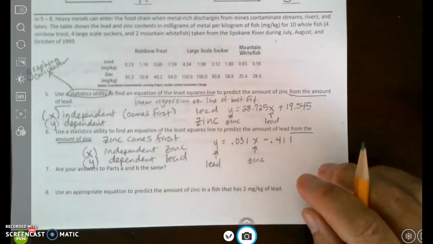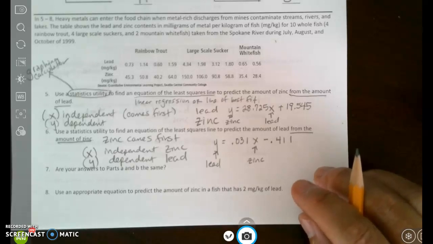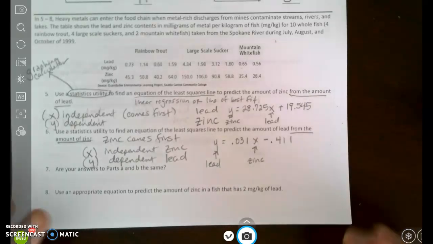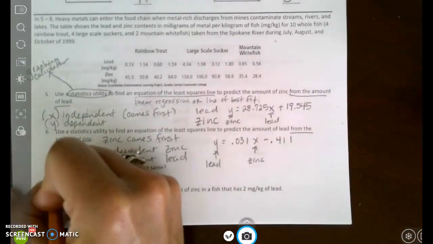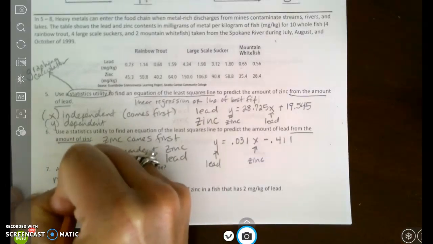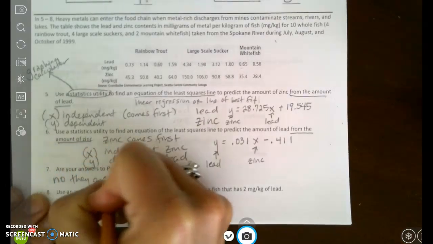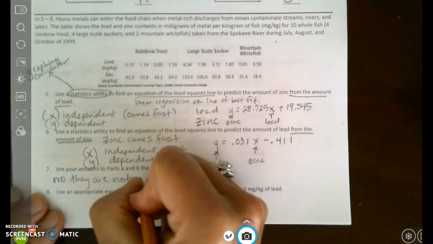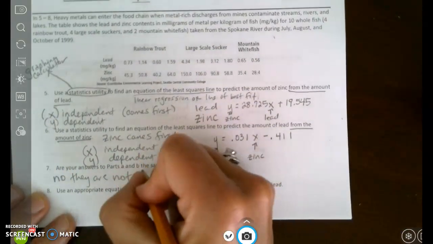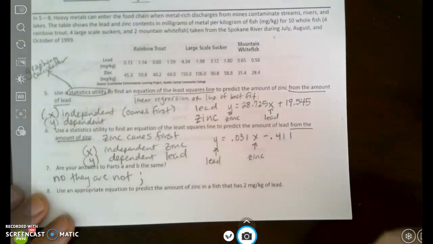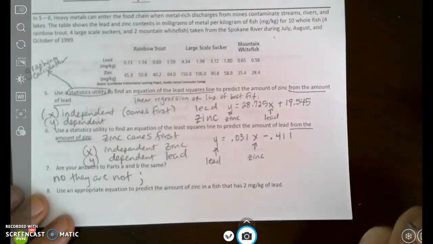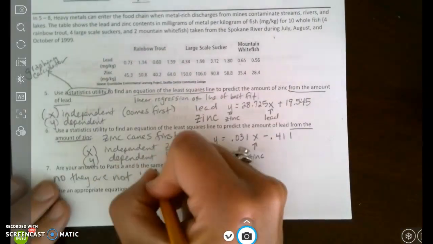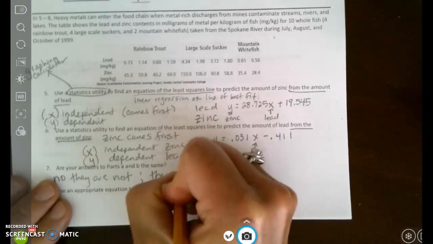All right, now let's look at this. It says number 7, are your answers to parts A and B the same? Well, I can look at my equations. They definitely are not. No, they are not. And I'm not sure if you're aware of this, but whenever you switch x and y in a function, that's called inverses. So they are inverses of one another.